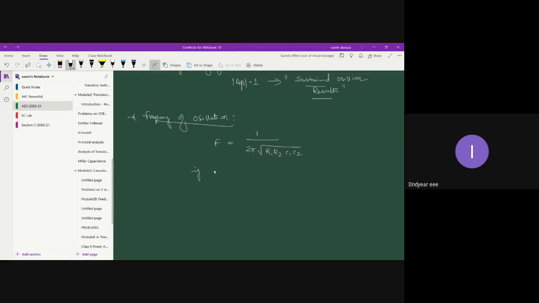On the other hand, if you choose R1 is equal to R2 is equal to R, and C1 is equal to C2 is equal to C, then f would have been 1 over 2 pi RC, because R into R is R square, under root R square is R, under root C square is also C. So this is your frequency of oscillation. One for equal values of R's and C's, and the other expression is for unequal values of R and C's. Okay. Fine.